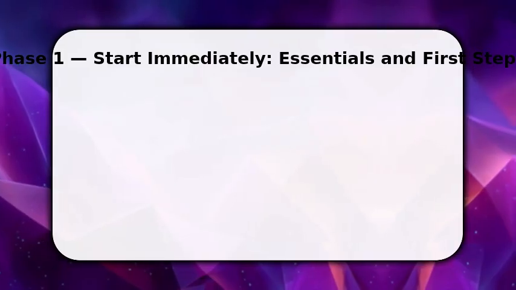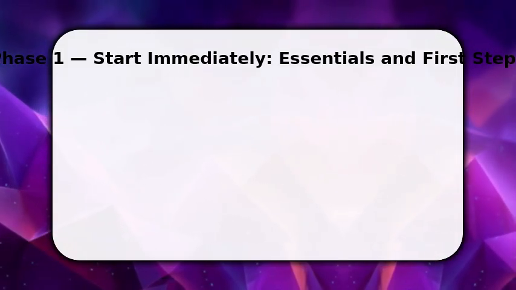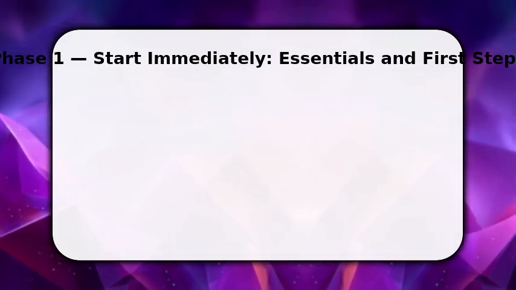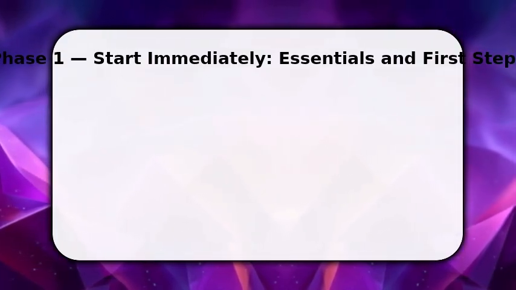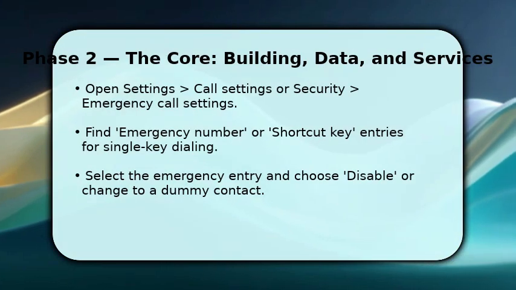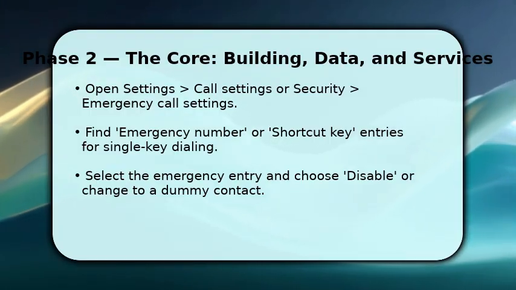Now open Menu, go to Settings, then Security or Call Settings. This is where the emergency call shortcut lives, and you will edit it in the next step. You need to locate the emergency call shortcut option. In many Lava Keypad phones, it's under Settings, then Call Settings or Security, sometimes labeled Emergency Call Settings.